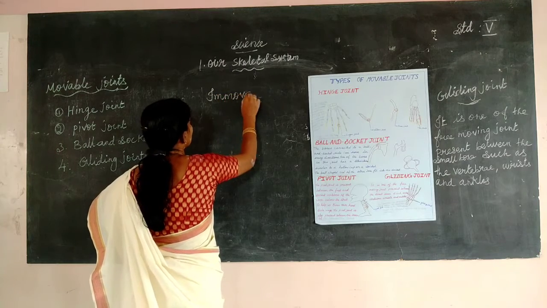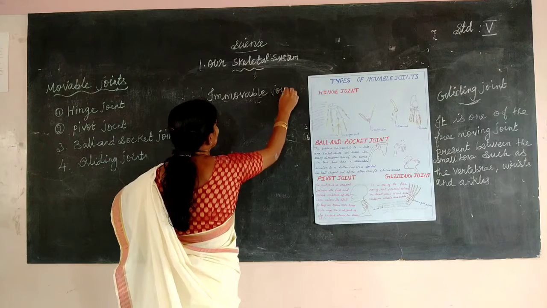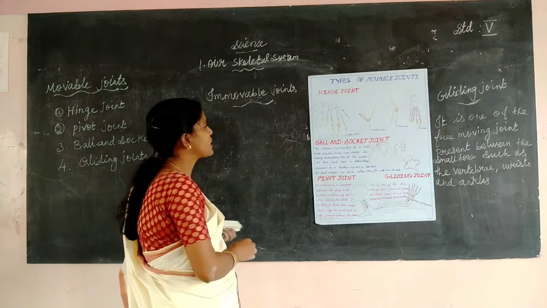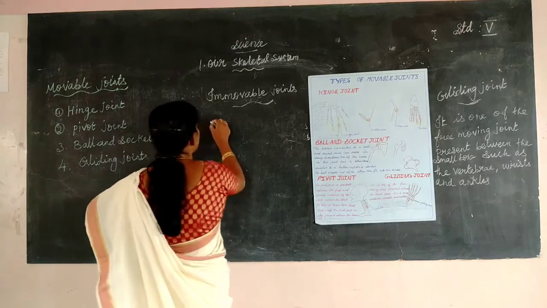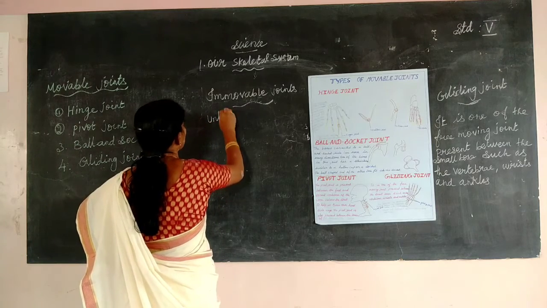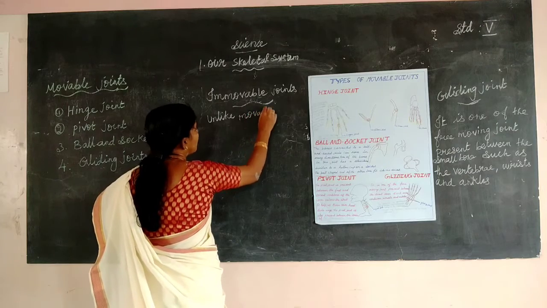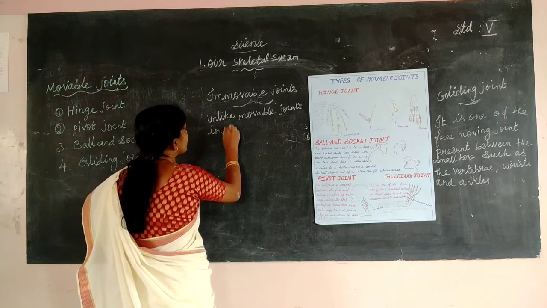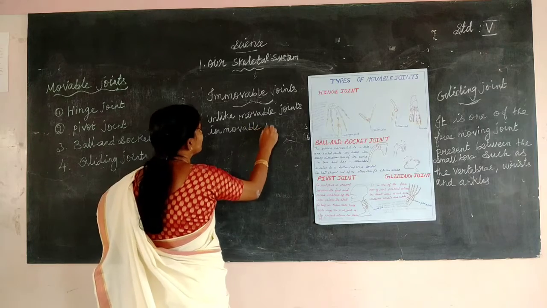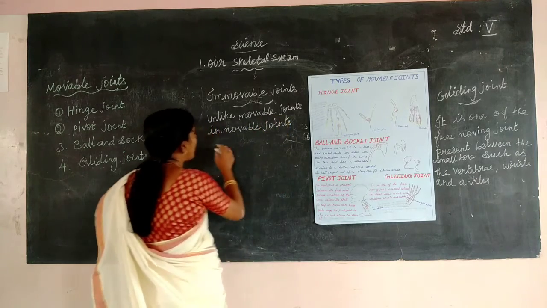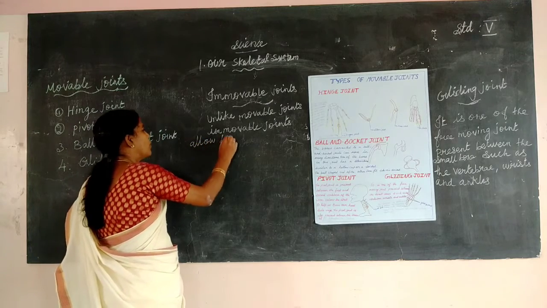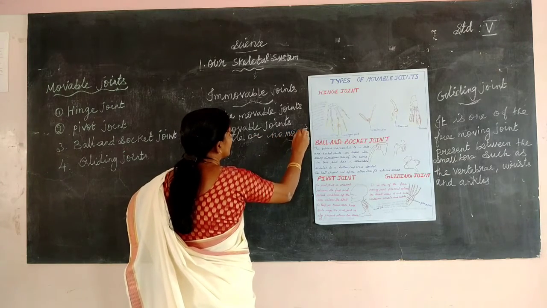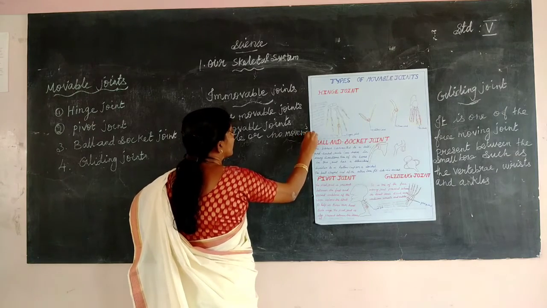Immovable joints. Unlike movable joints, immovable joints allow little or no movement. Little or no movement.